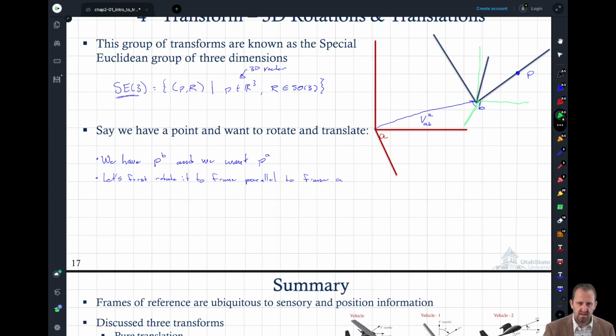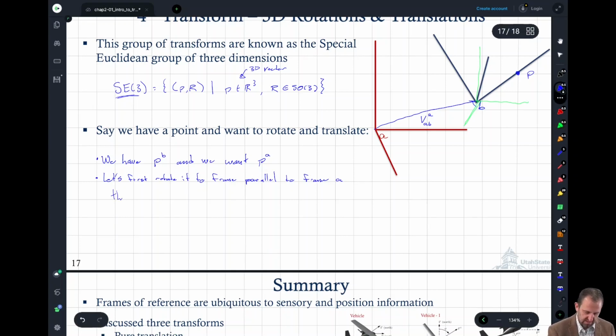But since vectors, when we translate them, do pure translation, we saw that they were the same. We can actually just say that we're still going to do the rotation from frame B to A first. So we end up doing our rotation, and our second thing we're going to do is we're going to add in the difference vector.